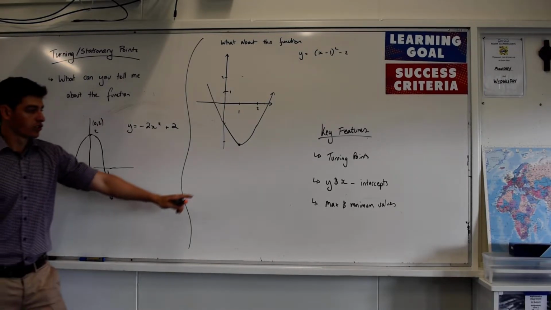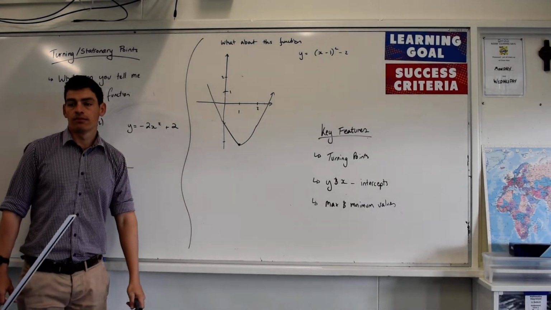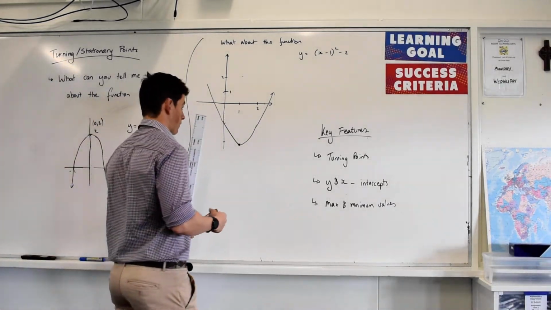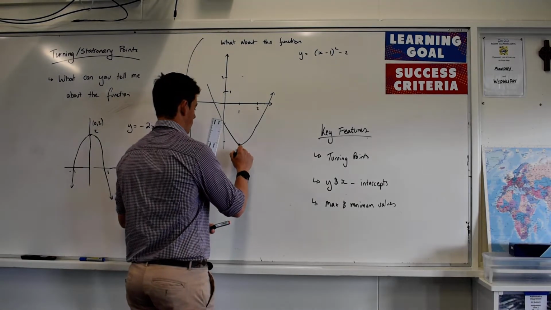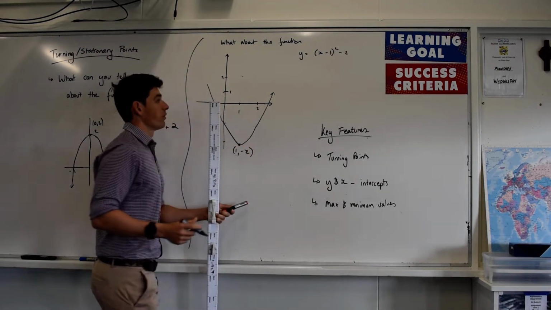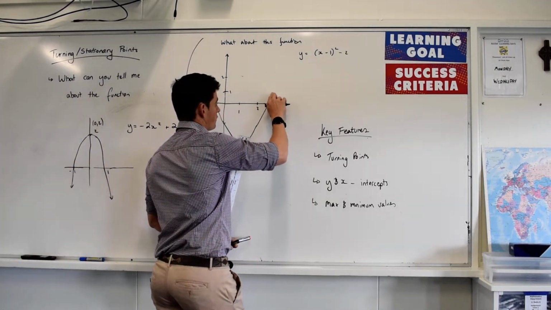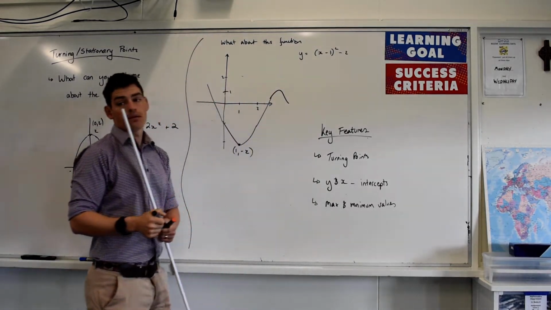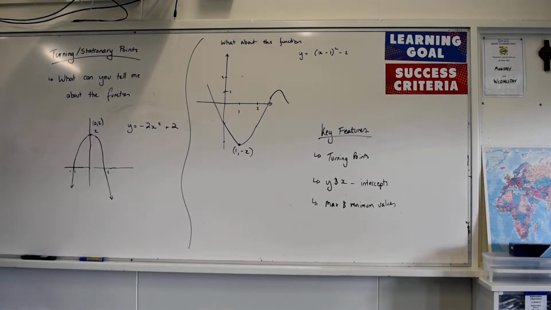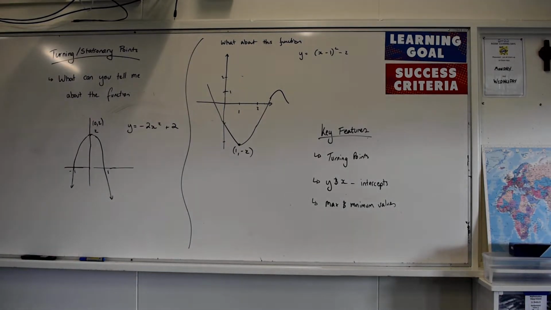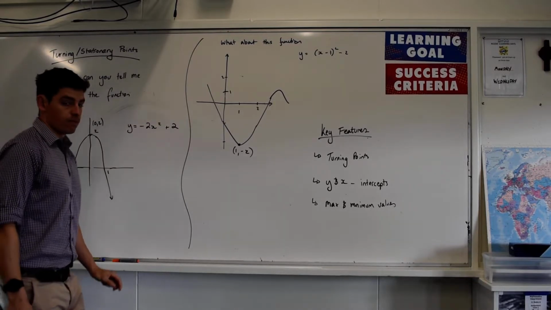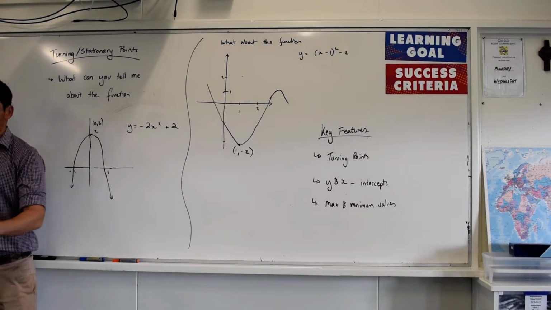Where's the turning point of this function? (1, -2). That's a quadratic, isn't it? Let's say it was a cubic, but just for argument's sake, and it turned there. How would I find both of those turning points? You couldn't do this a week ago, whereas you can do it now. That's the hint. Tangents.